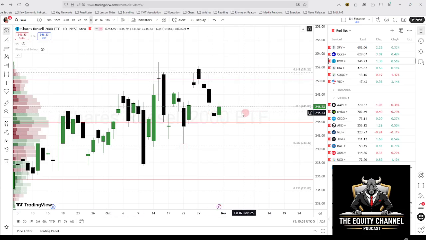So we got to kind of break away from this pivot point level here, and then that'll start to give us some indication that this is working well. All right.